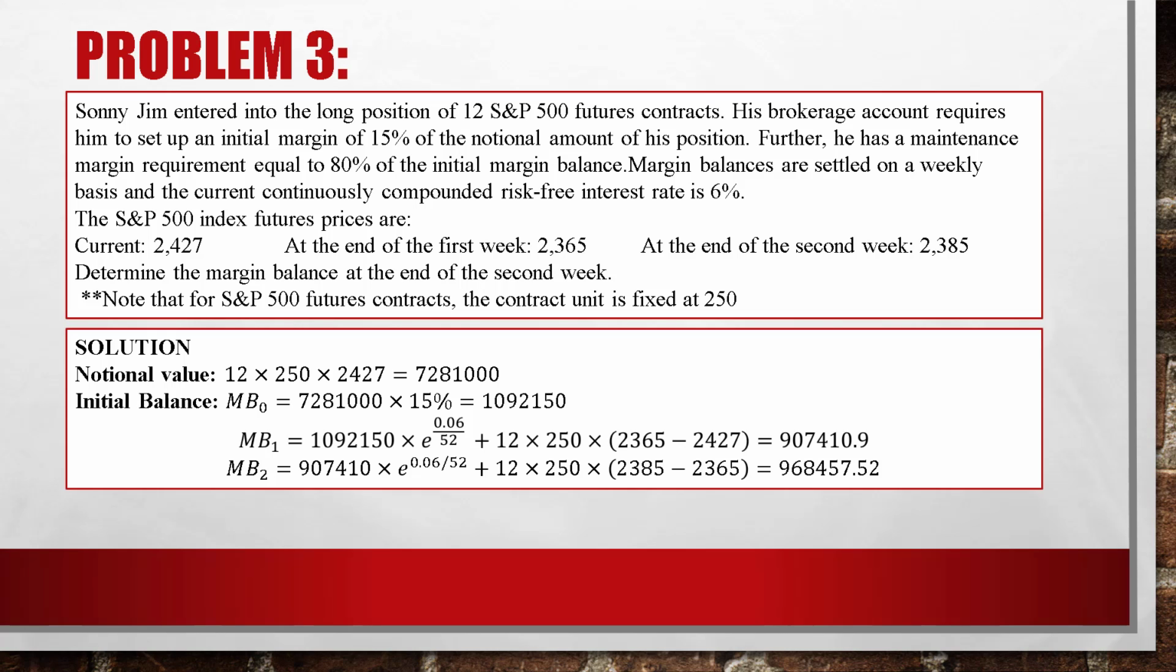Then plus 12 times 250 times 23.65 minus 24.27, and we got 907,410.9. And then similarly, we got MB2, the margin balance at the end of the second week, is 968,457.52.